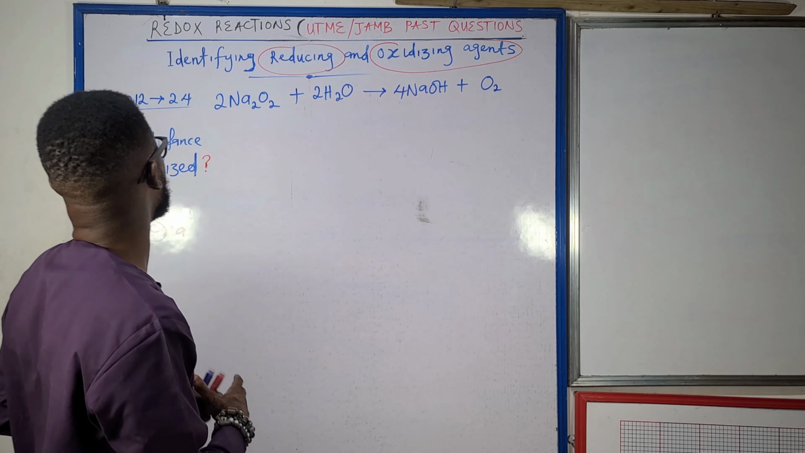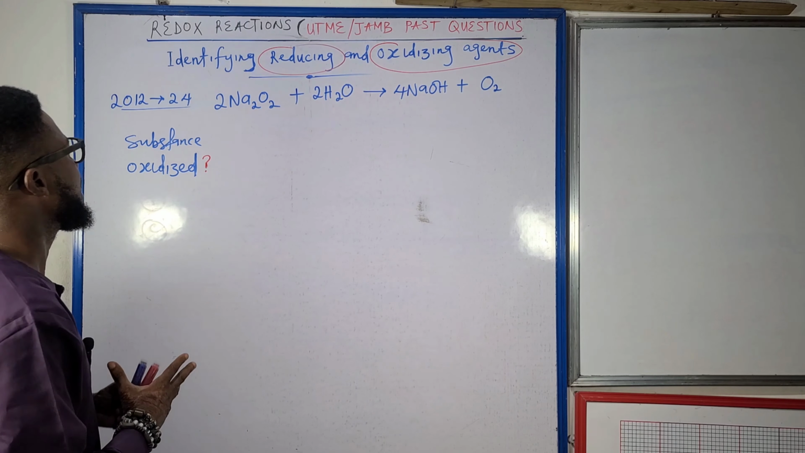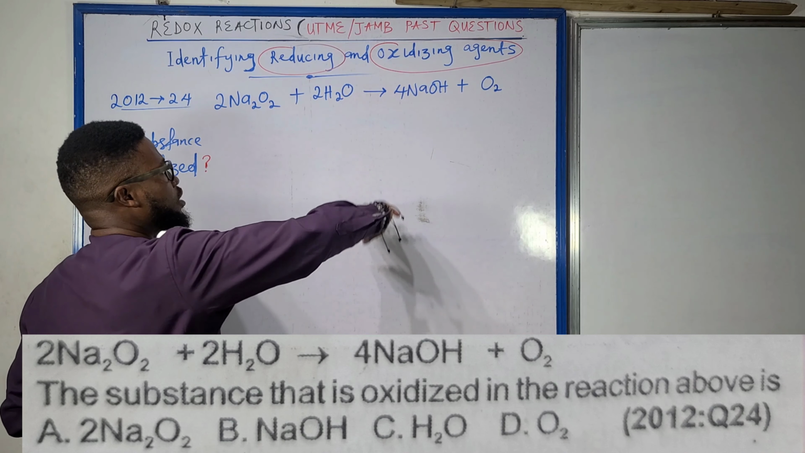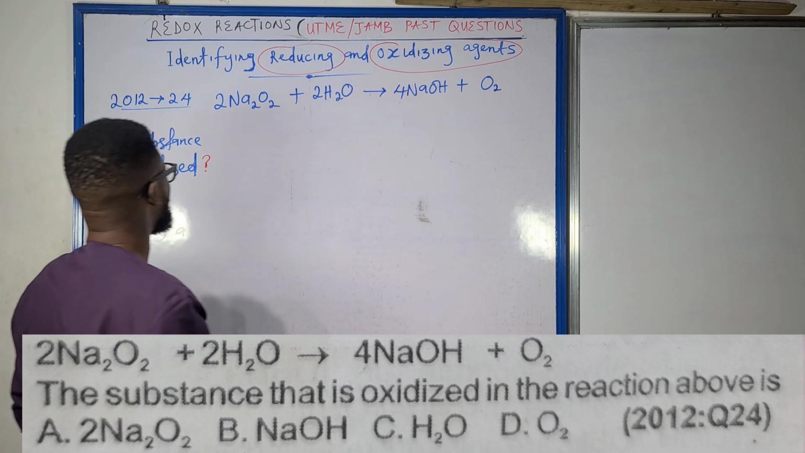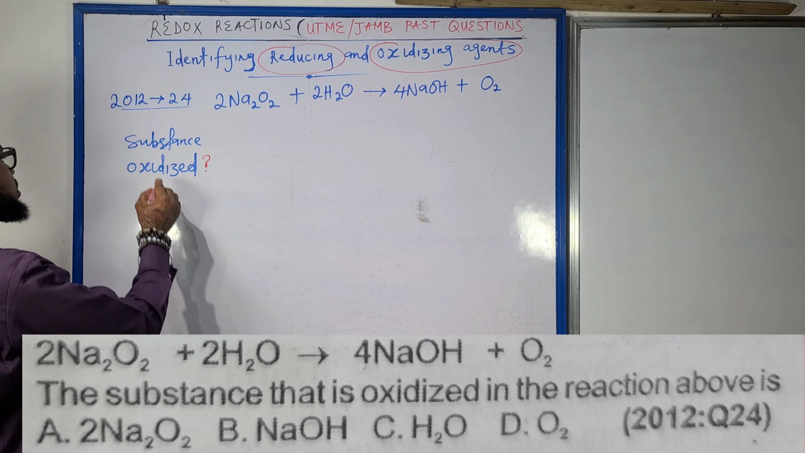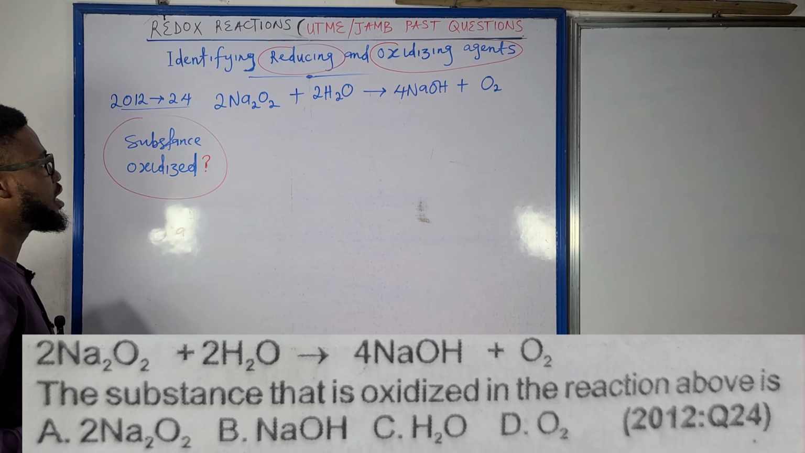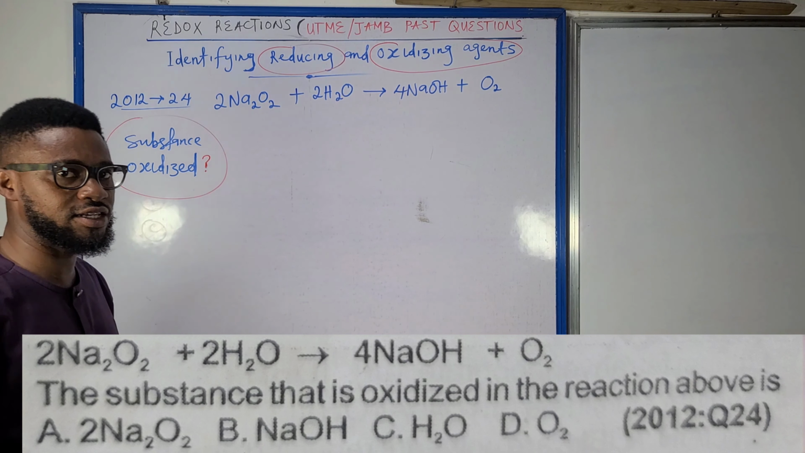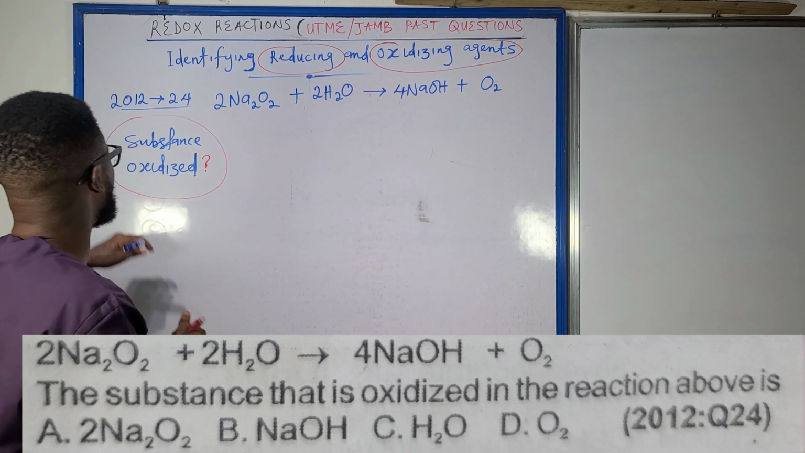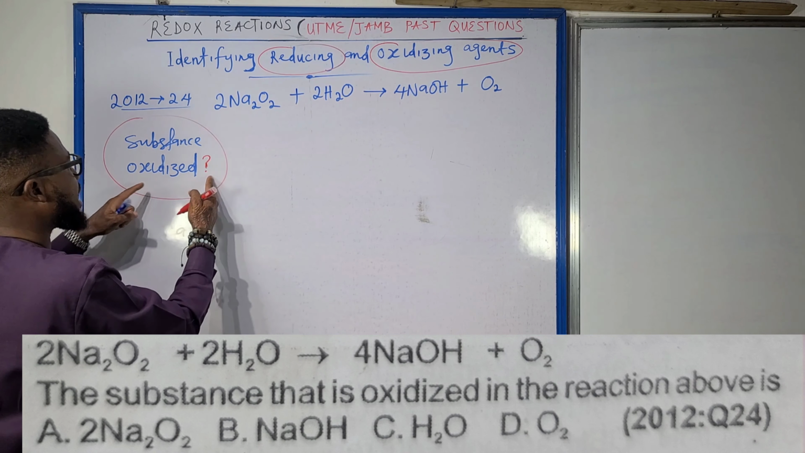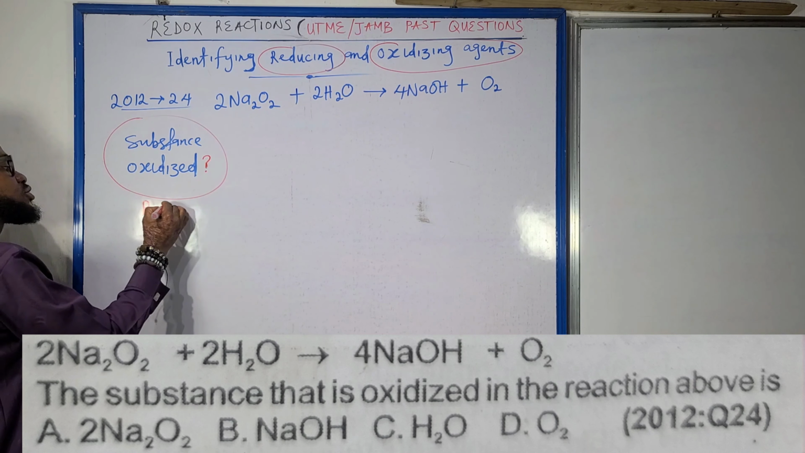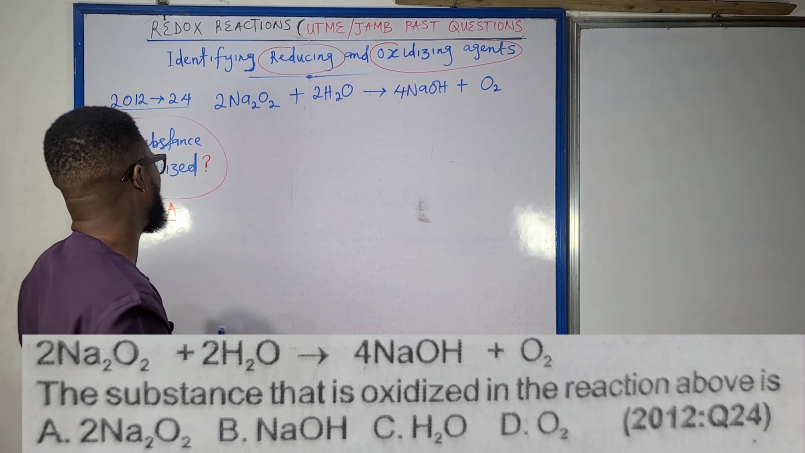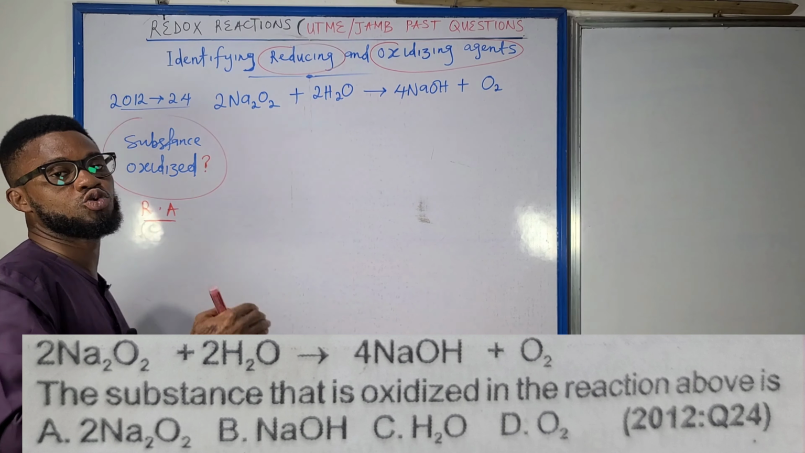Straight to the next question, 2012 question 24. We have a reaction between sodium peroxide and water to give us sodium hydroxide and oxygen gas. We were told here to identify the substance that is being oxidized. We were not told to look for oxidizing agents or reducing agents here. We were told to look for the substance oxidized. Now, the substance oxidized here will be our reducing agent. Reducing agents are meant to be oxidized, while oxidizing agents are meant to be reduced.